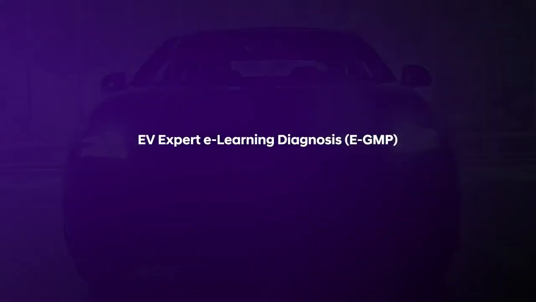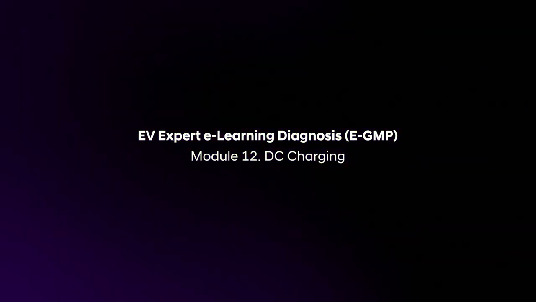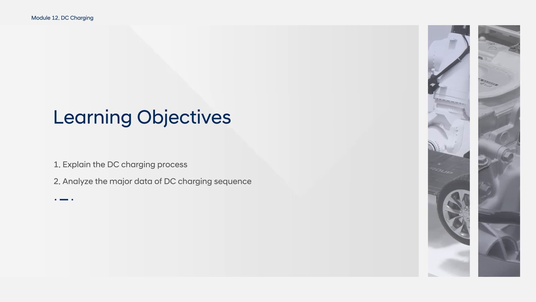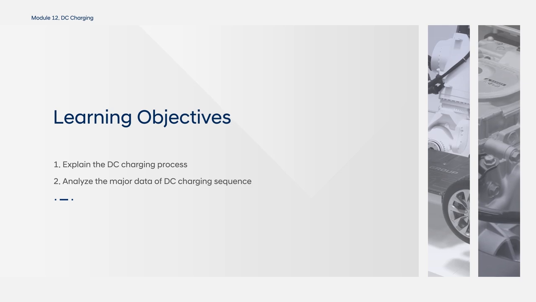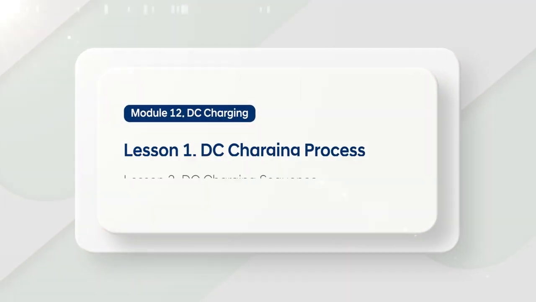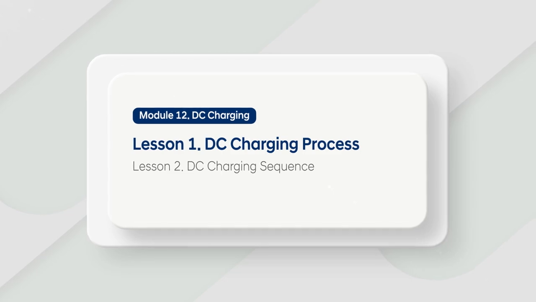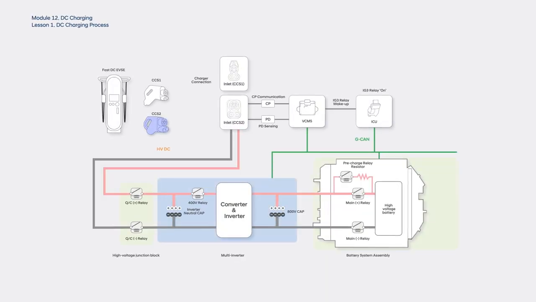EV Expert E-Learning Diagnosis, EGMP, Module 12, DC Charging. Learning Objectives. 1. Explain the DC charging process. 2. Analyze the major data of DC charging sequence. Lesson 1. DC charging process. Let's look at the DC charging process.